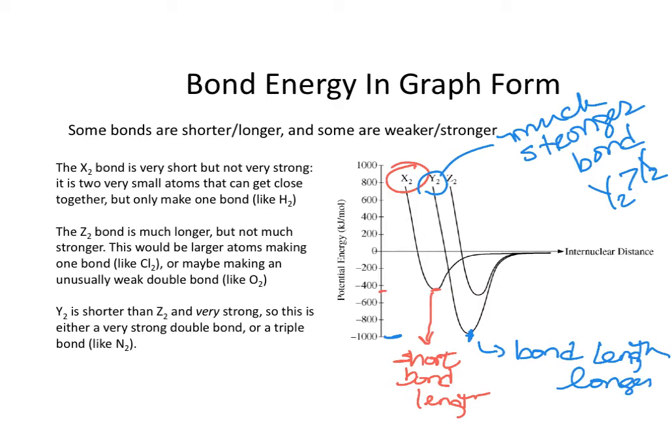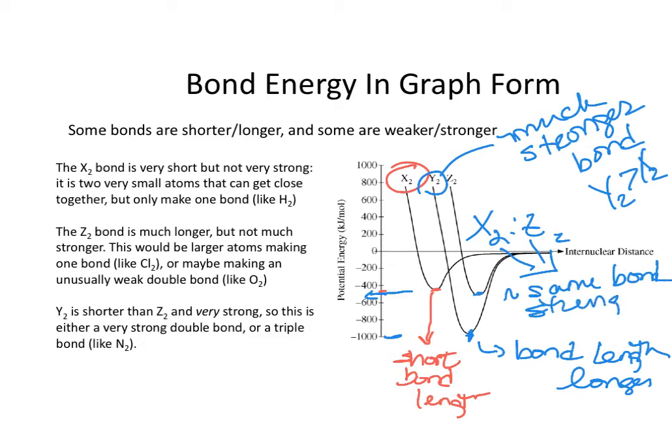Let's compare X2 to Z2. Which has the shorter bond, and which has the stronger bond? X2 and Z2 have about the same bond strength. But what's different about them? The bond length is different. X2 has a much shorter bond length than Z2. So just make sure that you can interpret the difference between different bond energy graphs.